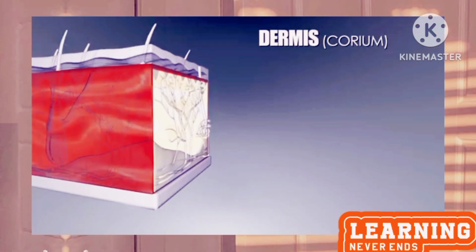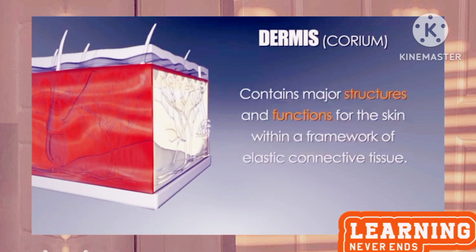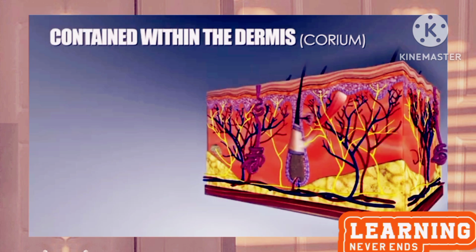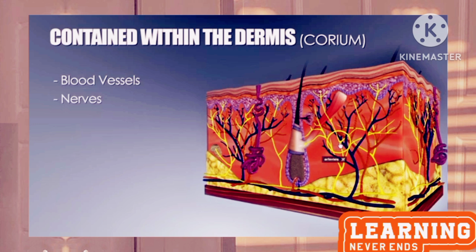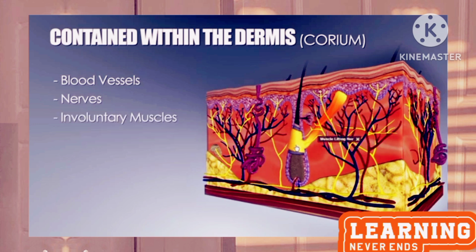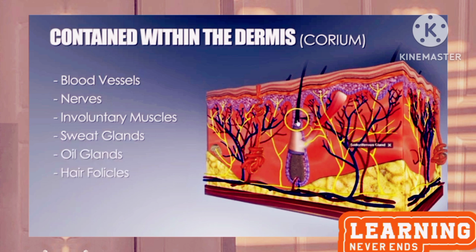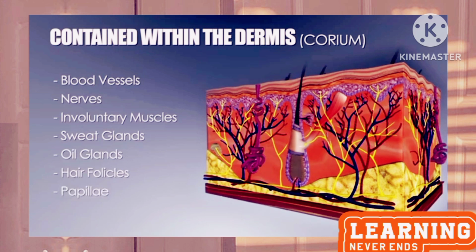Dermis, also known as the corium, or the true skin. This layer contains major structures and functions for the skin within a framework of elastic connective tissue. This is where the skin comes to life. Contained within the dermis are the blood vessels, nerves, involuntary muscles, sweat glands, oil glands, hair follicles, and the papilla.